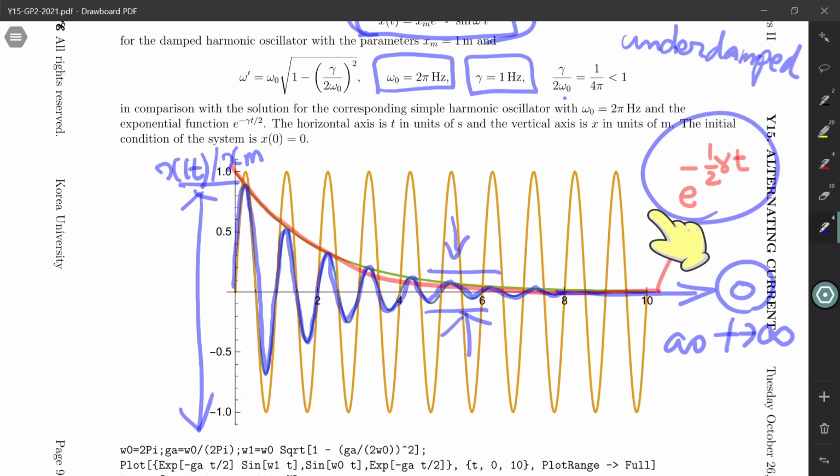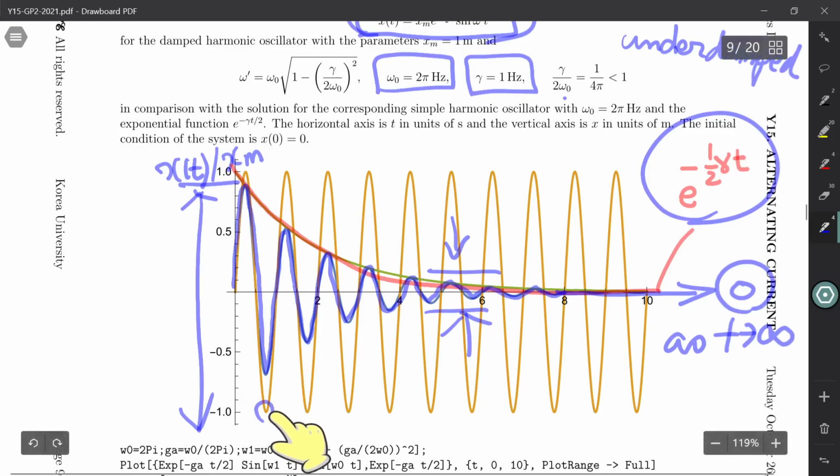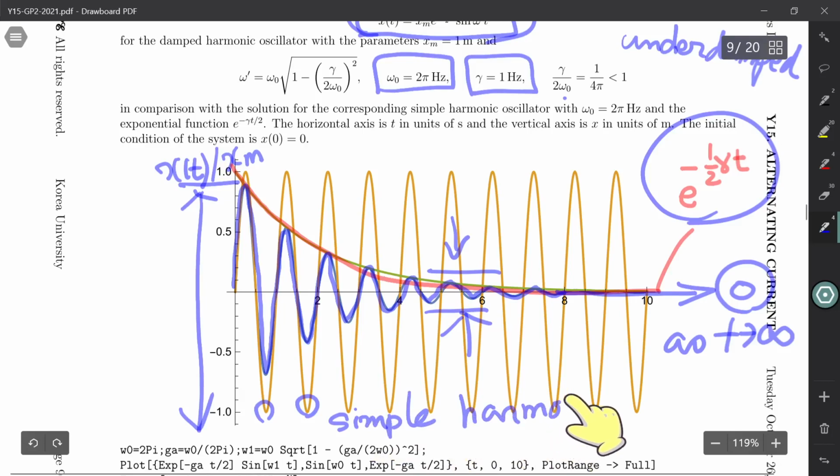And this brown curve represents the corresponding simple harmonic oscillator, whose range of oscillation does not decrease because the energy is conserved.